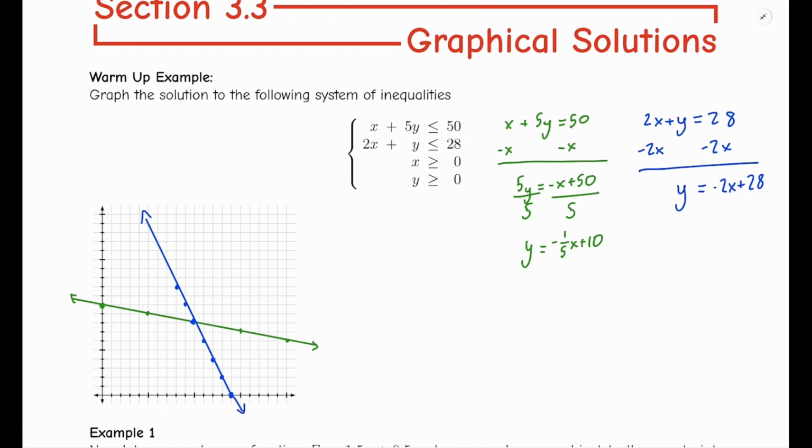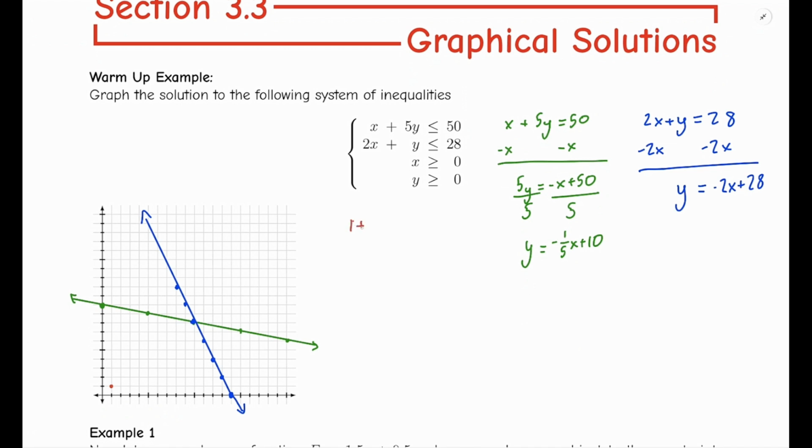And then we should have a horizontal line and a vertical line at 0 and 0 respectively. But remember, that just means we're in the first quadrant, which my graph is already in the first quadrant. So next is to pick a test point. I would pick the point 1, 1.